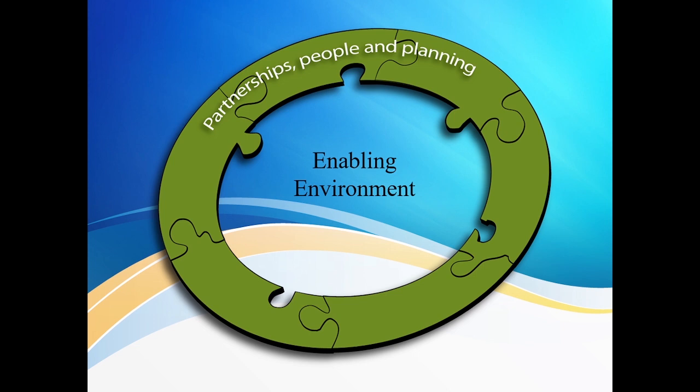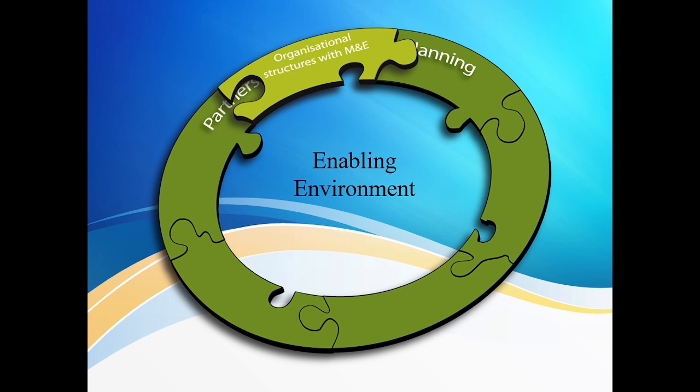So just under partnerships, people, and planning, or type number 1, we have the enabling environment. For the enabling environment, you need partnerships, people, and planning. You need people to enable you to do your M&E system rightly, to establish your M&E system effectively and for it to function effectively. Under this we have the organization structures.